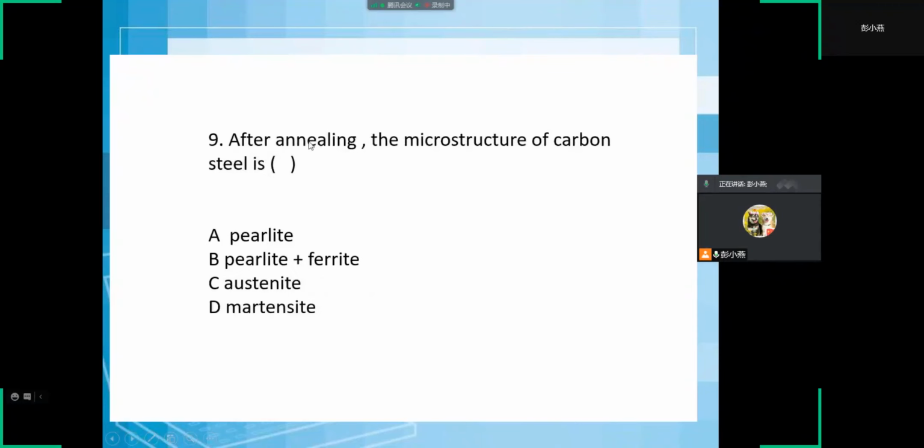Okay, and after annealing, the microstructure of carbon steel: after annealing, we can obtain the microstructure of pearlite. We choose A, pearlite. And after quenching, the microstructure of carbon steel: after quenching, we can obtain the microstructure of martensite. So the answer is D.